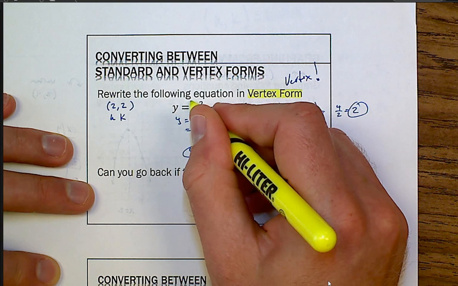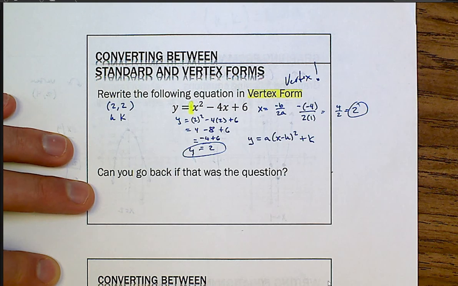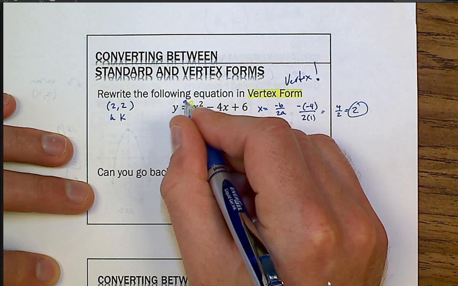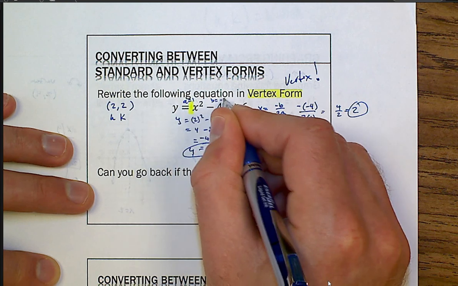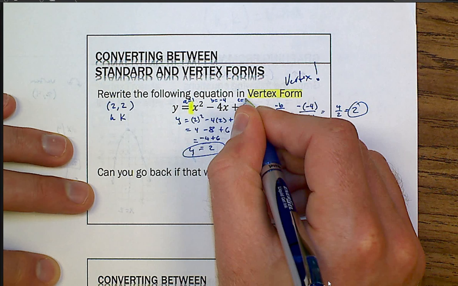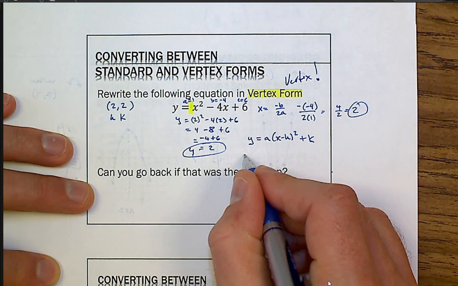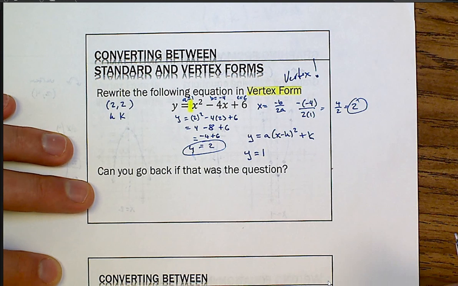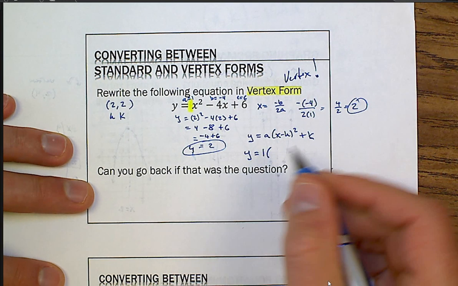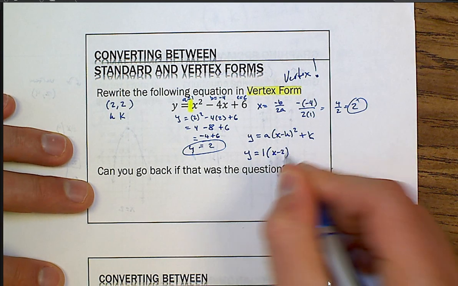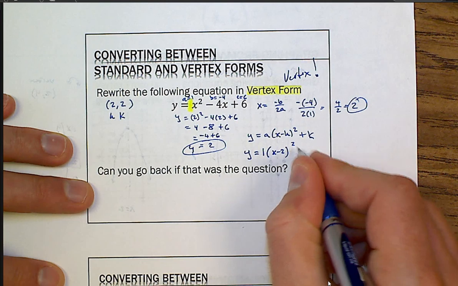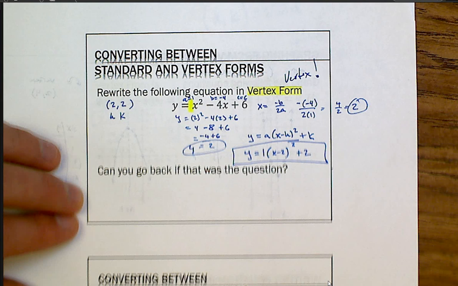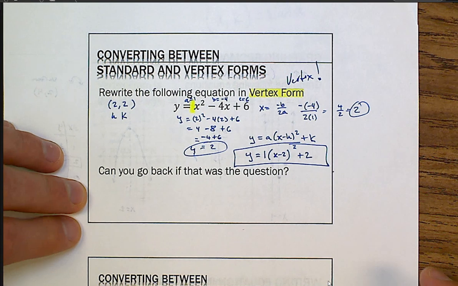There's no number listed there, but what's really there? A 1. Remember that your a value is 1 here, your b value would be negative 4, and your c value is 6. So the answer to this is 1. Now you don't need to put a 1 there, but it's okay if you do. x minus 2, that's your h value, squared plus 2. That is your answer.